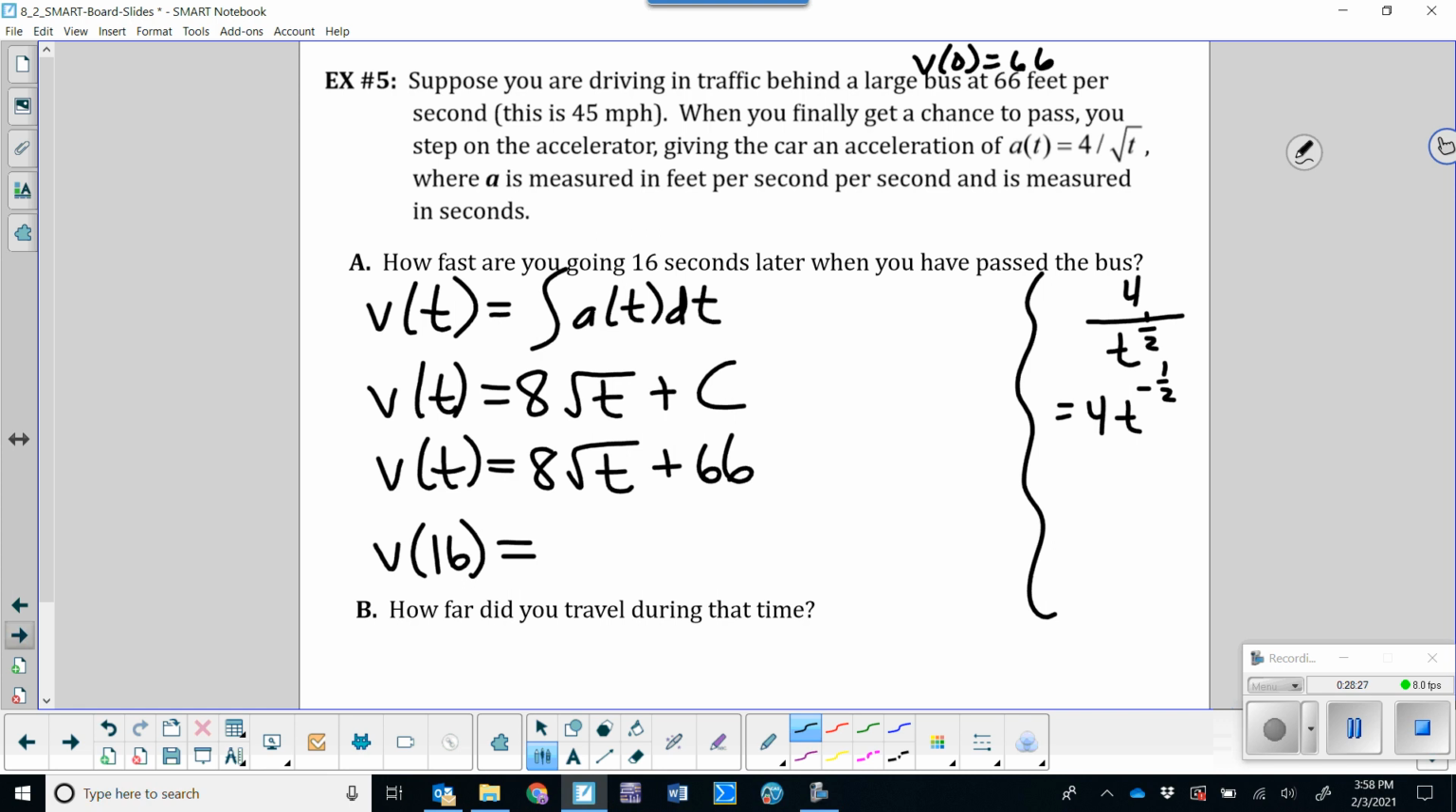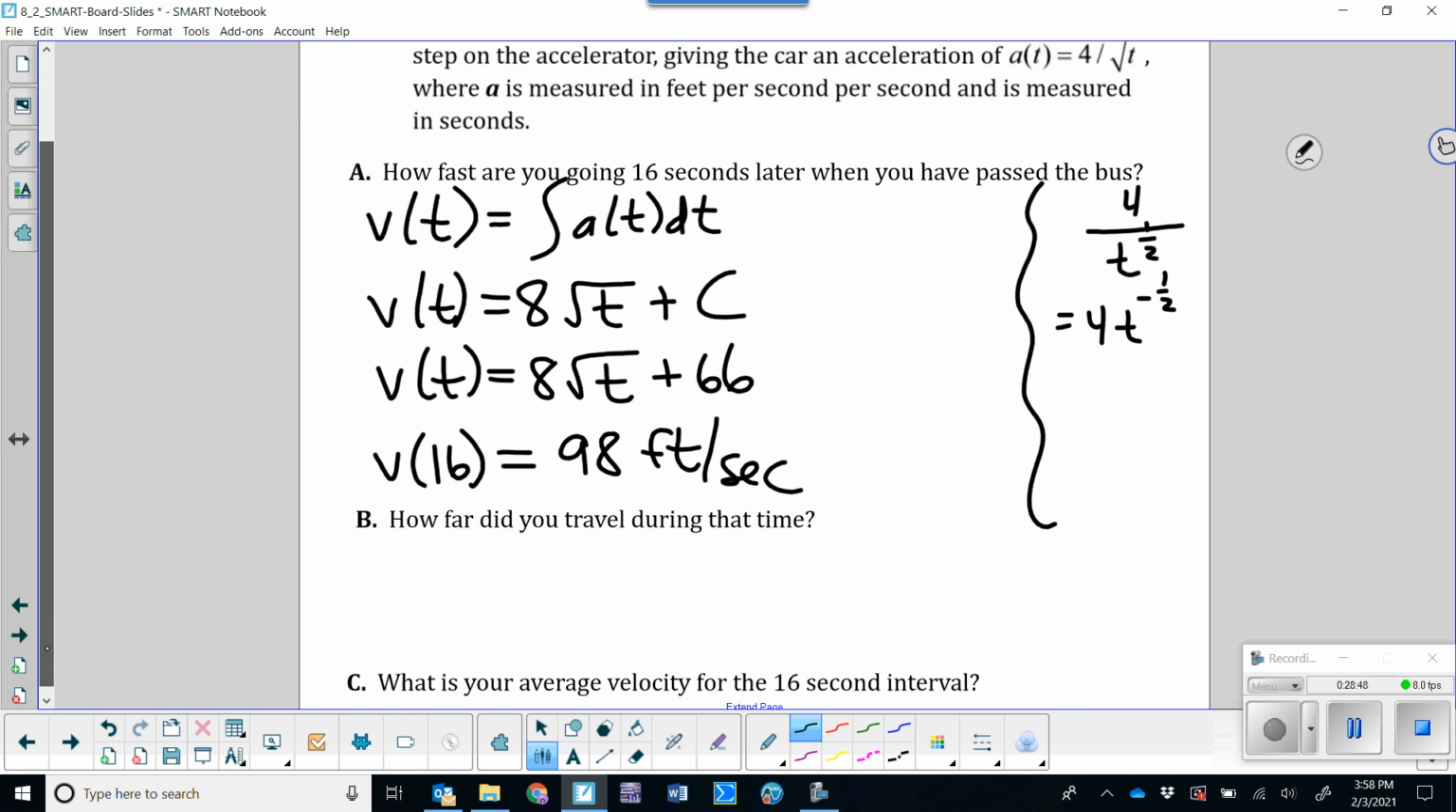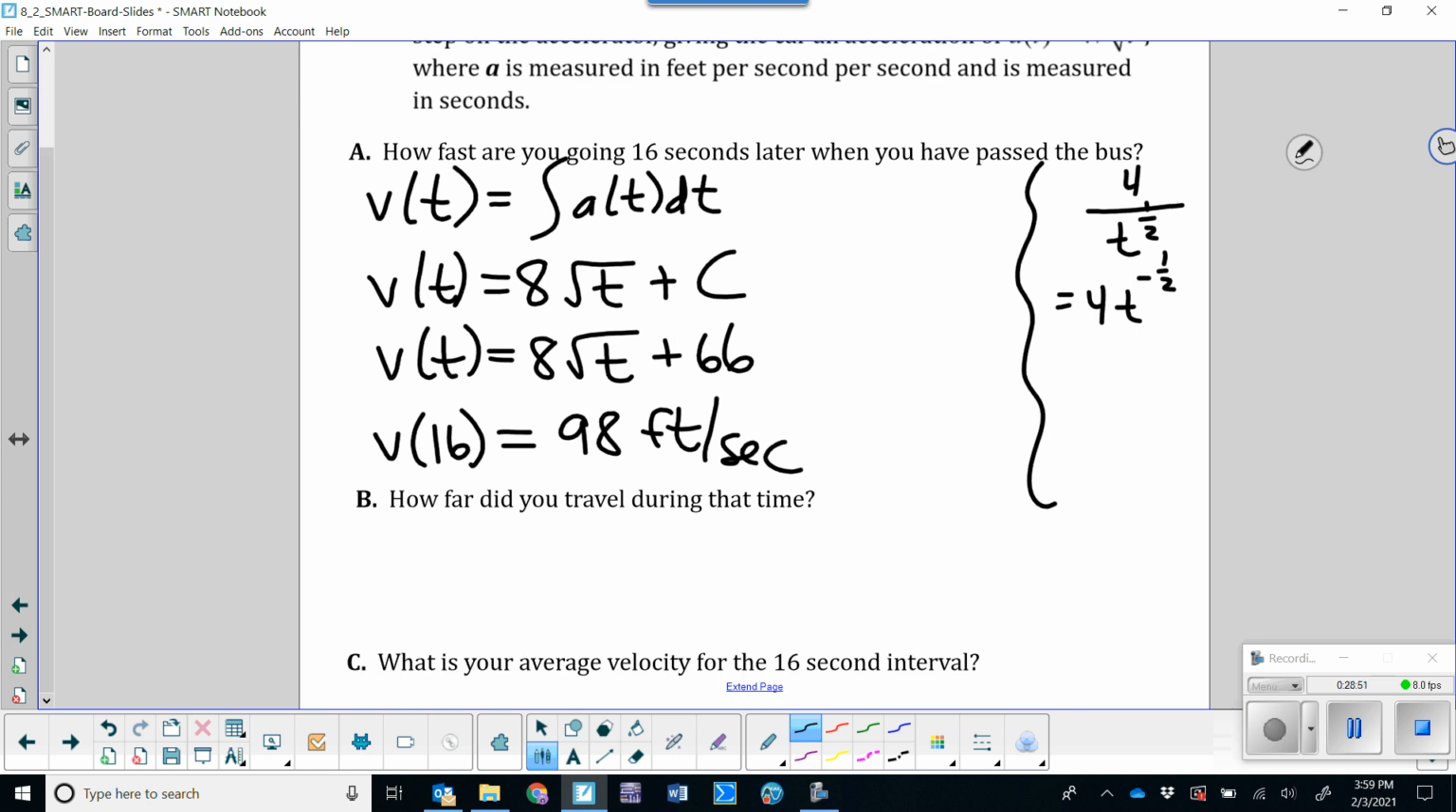And notice I can very easily show all of my work here by just using the math, okay? So if I plug in 16, square root of 16 is 4. 4 times 8 is 32. 32 plus 66, 98. And then make sure we have our units, which is feet per second. Now, how far did you travel during that time? Well, if I want to know how far I went, then I want my distance. So that would be integrating from 0 to 16 of the absolute value of velocity.